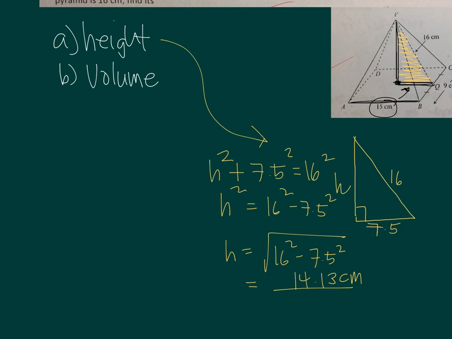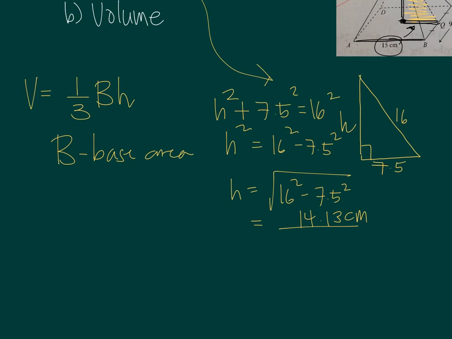Okay, and then, so we found the height. We can now find the volume. So the volume, as we know, is 1/3 area of the base times the height. So again, the B is the base area. In this case, it's the area of the rectangle, and then the height is the height of the pyramid. So volume, the base area is length times width. So we have 1/3 length times width.